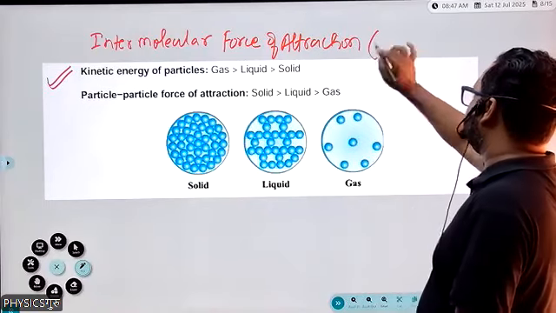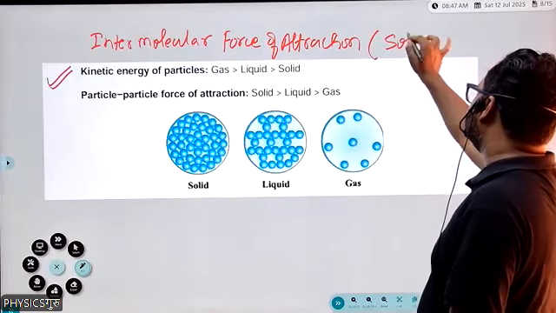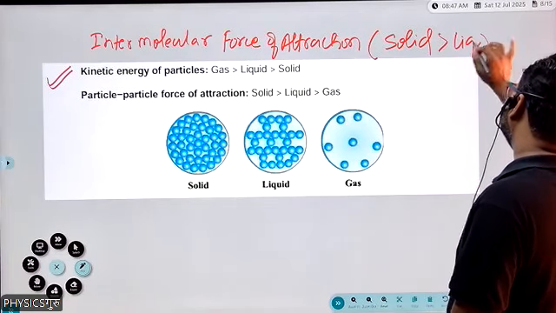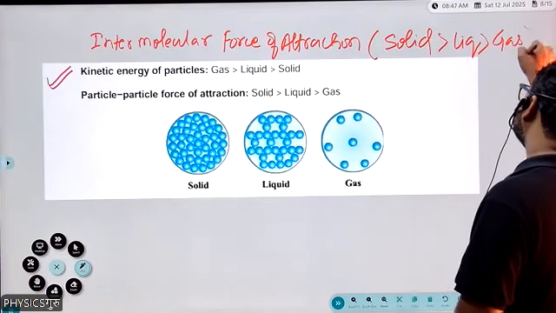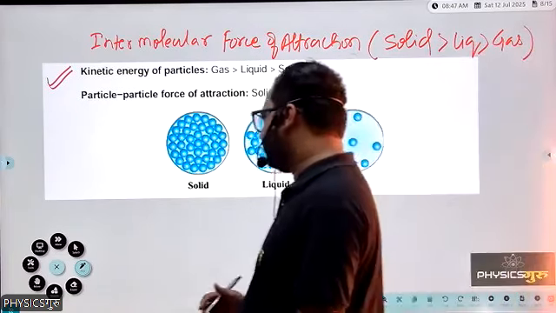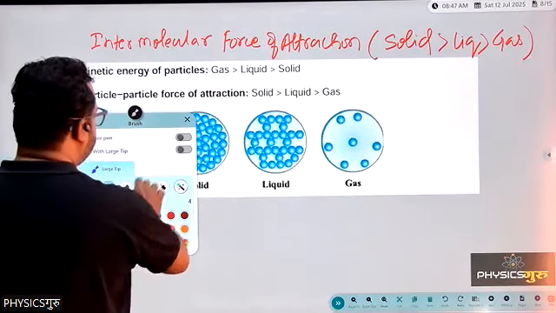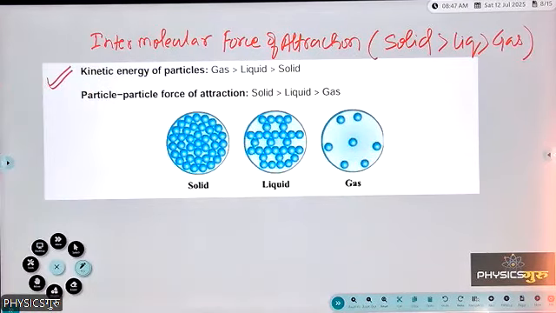As far as solid is concerned, it is maximum; then liquid, and we have gases. So it is minimum in gases. So intermolecular force of attraction is minimum in gases.